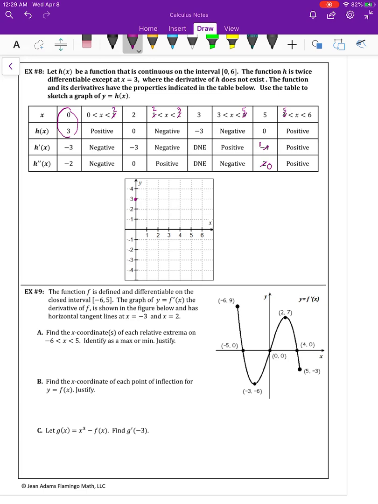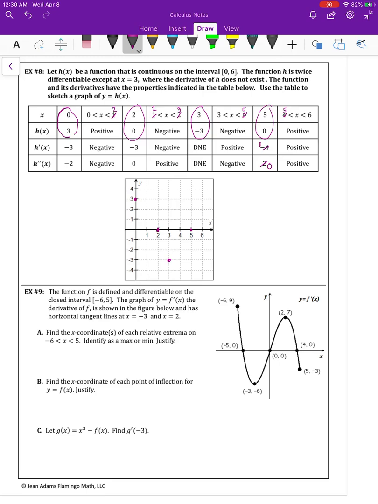Okay, so now we know we have the points. The first thing I'm going to look at is right here. I see the point 0, 3. Okay, so I'm going to sketch that point. I see the point 2, 0. I'm going to sketch that point. I see the point 3, -3. I'm going to sketch that point, and I also see the point 5, 0. So I'm going to sketch that point, okay?